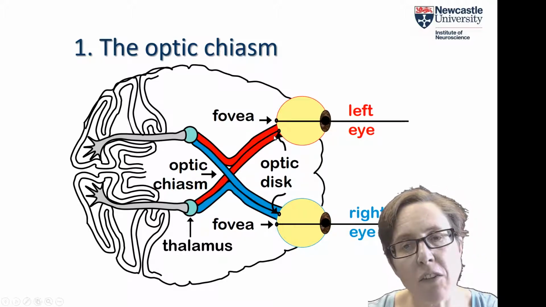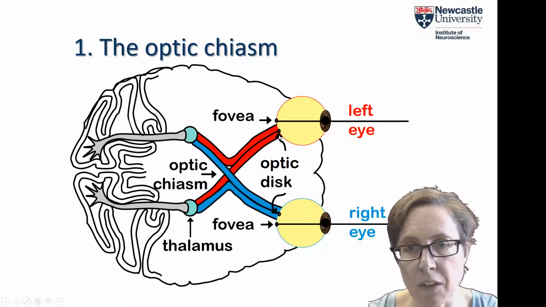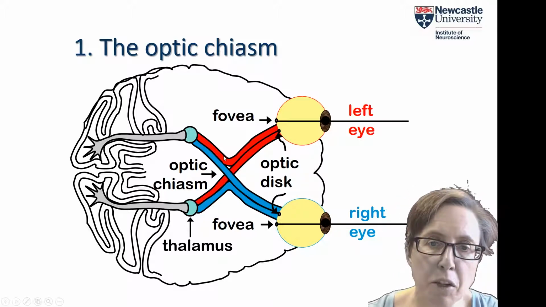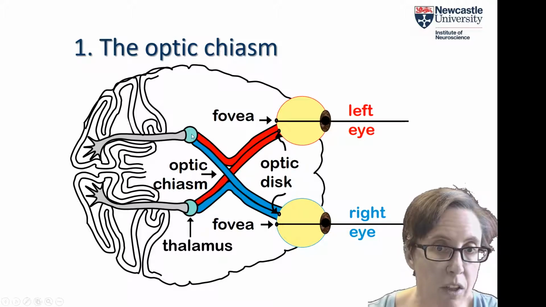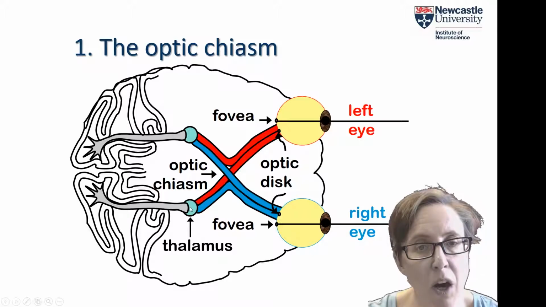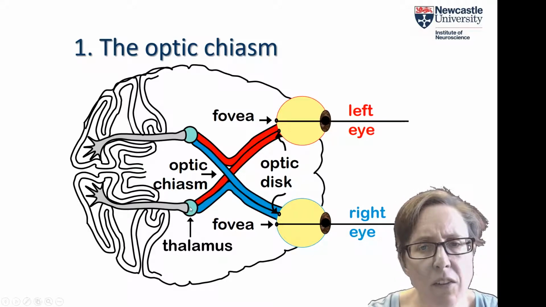But you'll notice that something quite interesting happens. For each optic nerve, like here's the left optic nerve, half the fibres stay on the same side of the head and half of them cross over at the chiasm. It's called a partial decussation. So why does that happen?